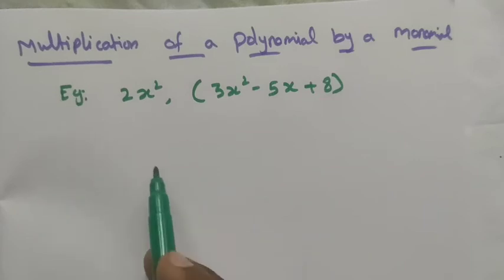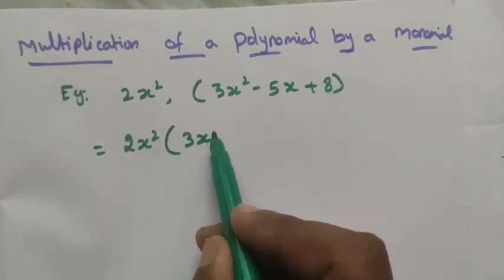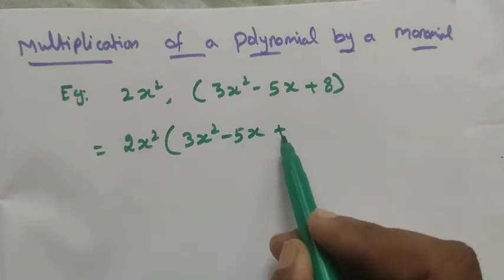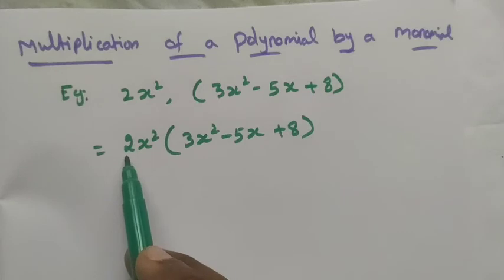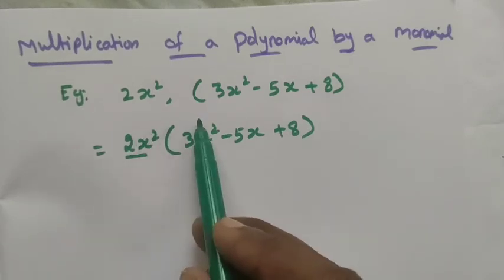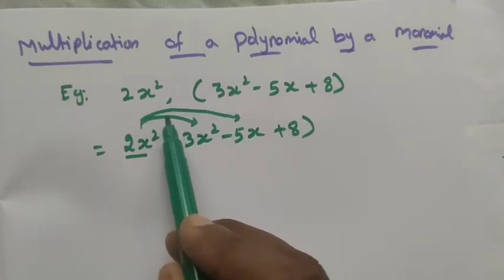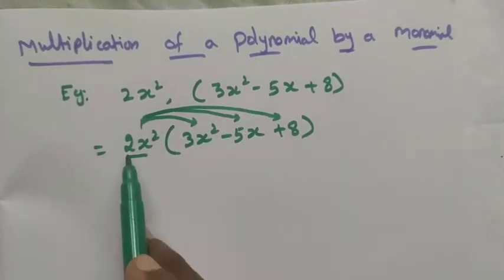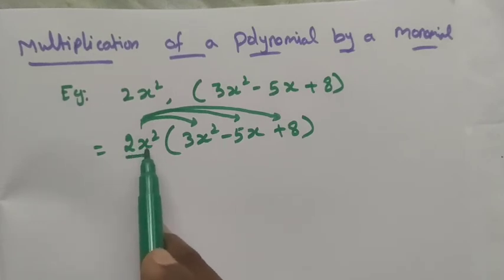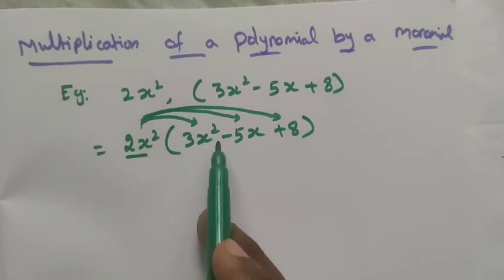How do you multiply this? That is 2x square into (3x square minus 5x plus 8). While we are multiplying, the outside term is taken inside the bracket, and each and every term has to be multiplied. That is the proper multiplication. So when we take the outside term into the bracket, each and every term should be multiplied by the same term.